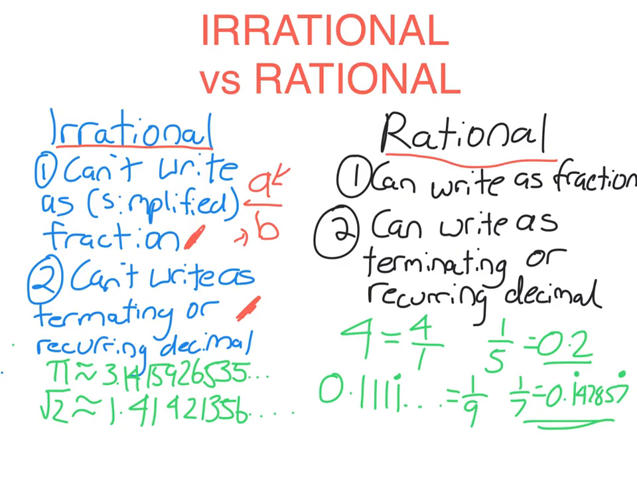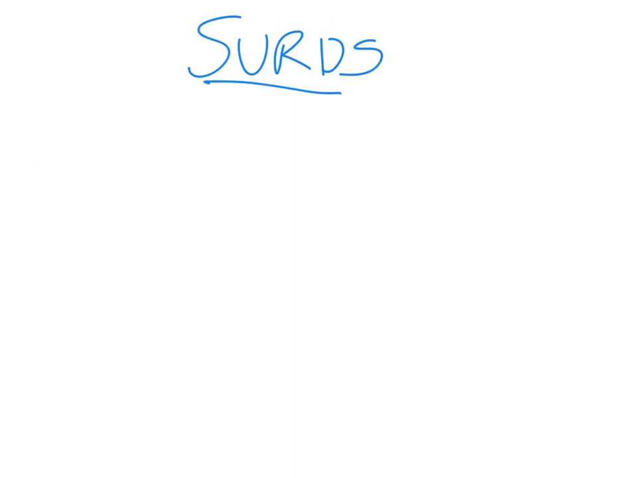Well, I'm going to explain that, but if you want to copy this stuff down, please do so now, because I'm about to go to a new slide. So surds are numbers involving square root signs. It turns out that the square root of anything that's not a perfect square is irrational.